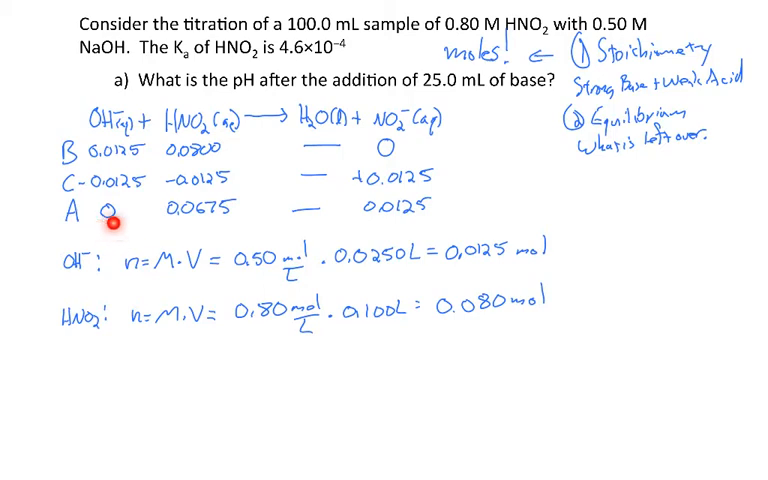And so I don't have any strong base. I have a weak acid and its conjugate base. So in essence, what I have now is just a buffer. And so to calculate the pH of a buffer, I'm going to use the Henderson-Hasselbalch equation. And we'll do that on the next slide.